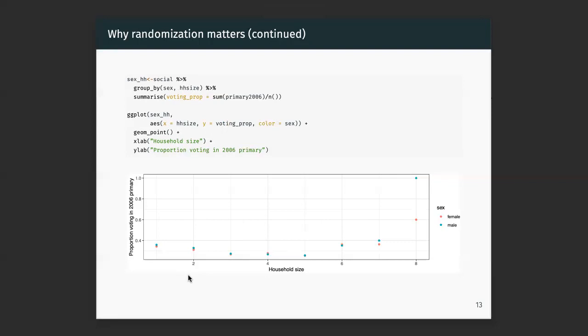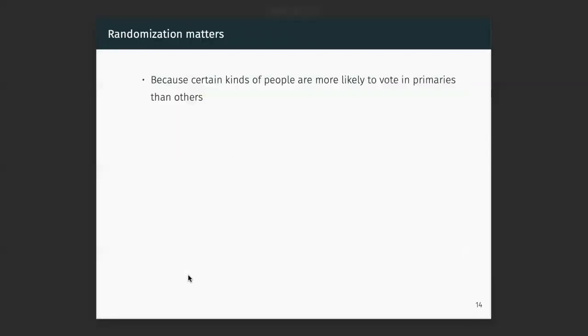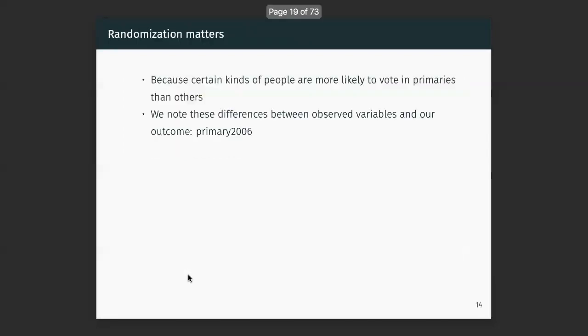And so we want to average out those differences whenever possible. And sometimes we're going to know those things we should average across, sometimes we're not. Randomization ensures that we are effectively controlling for every possible difference between the groups. Things we know, things we don't know, things we could know, things we could never know, right? Okay, certain kinds of people are more likely to vote in primaries than others.